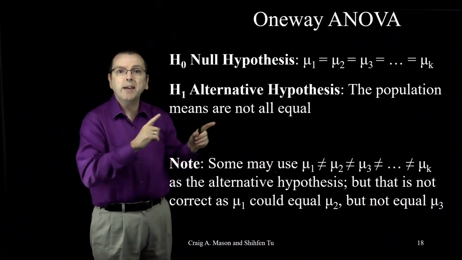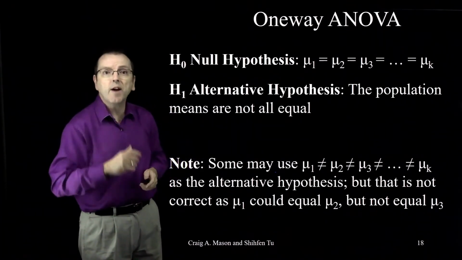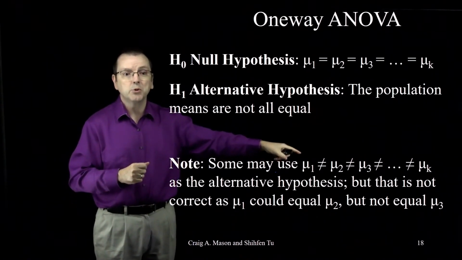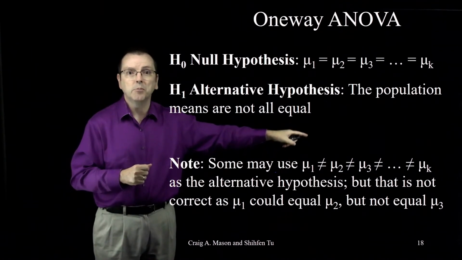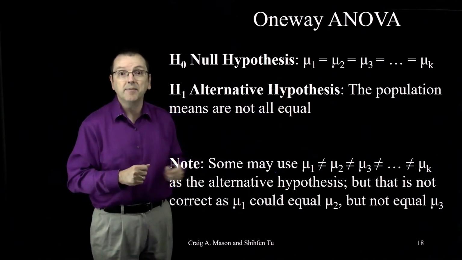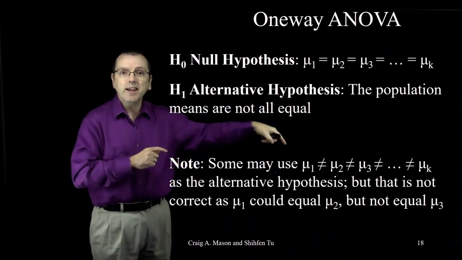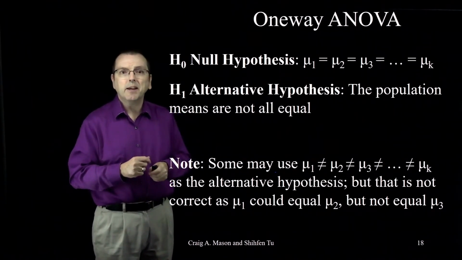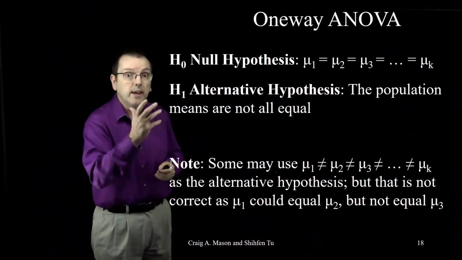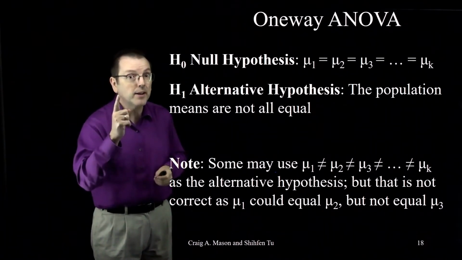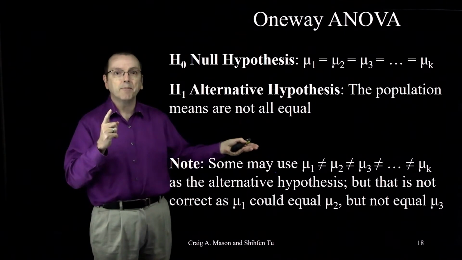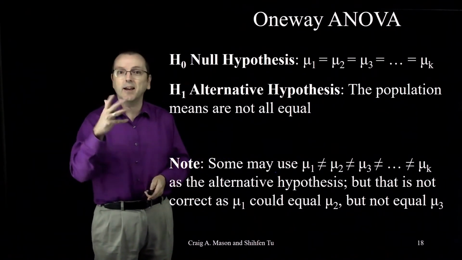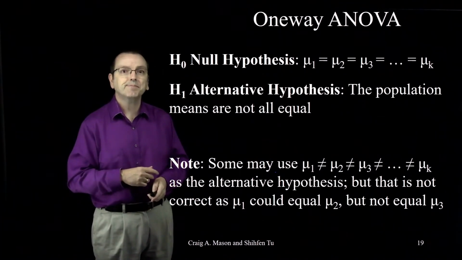Now, you may sometimes see the alternative hypothesis written as mu1 doesn't equal mu2, doesn't equal mu3, doesn't equal mu, on and on up to k. But if you think about it, that's not correct, because mu1 could be equal to mu2, but not equal to mu3. So you can't write it out that simply in a mathematical equation.